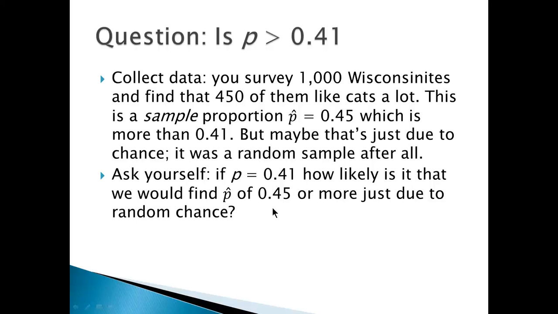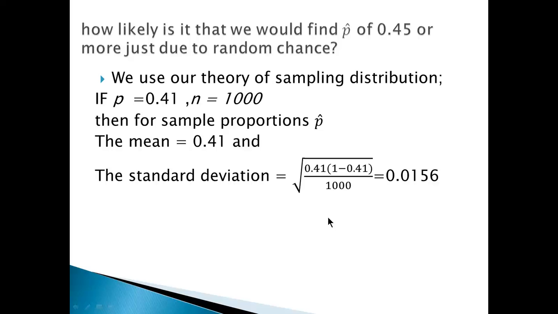And n is equal to 1,000, and then for sample proportions, the mean is 0.41 and the standard deviation is 0.0156. So if the population proportion is only 0.41, then this 0.45 came out of a normal distribution with mean 0.41, standard deviation 0.0156. So we can ask what its z-score would be and how likely it is that it would be that high.